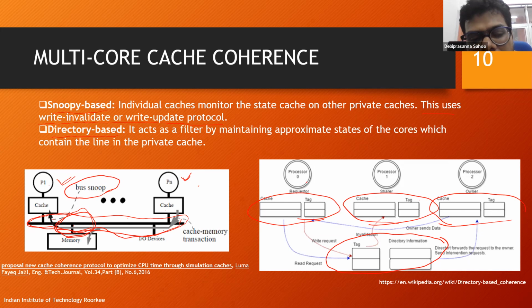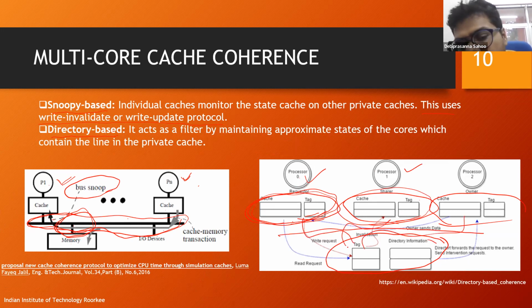So that means, let's say there are two different cores, core 0 and core 1. They have their own private cache. This is the private cache of core 0. This is the private cache of core 1. And let's say there is a shared cache which is connected over an interconnection network. Now, at the shared cache, the shared and distributed cache, you maintain a directory. This directory will store the information about which lines are present with core 0, which lines are present with core 1, and the approximate state of those lines.